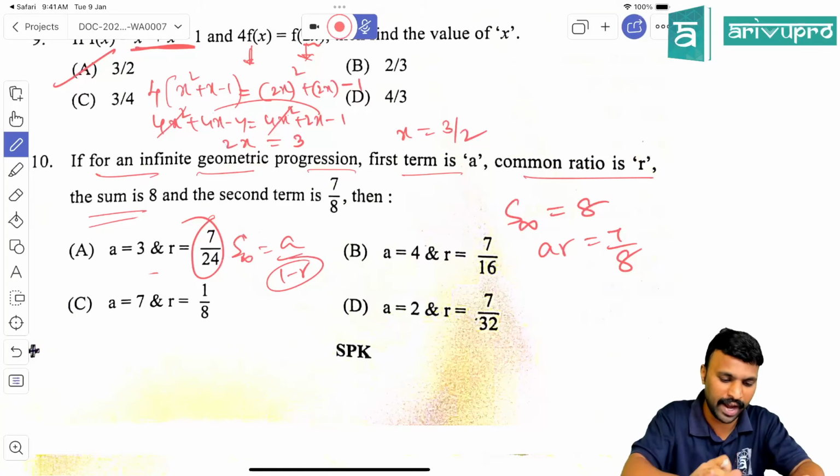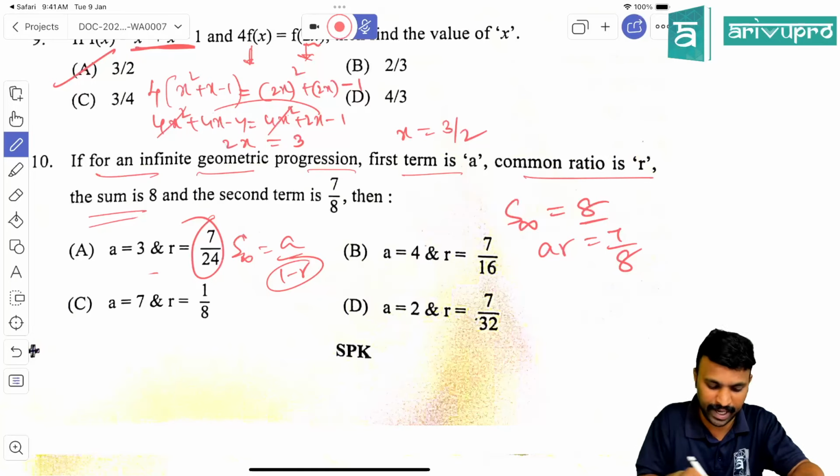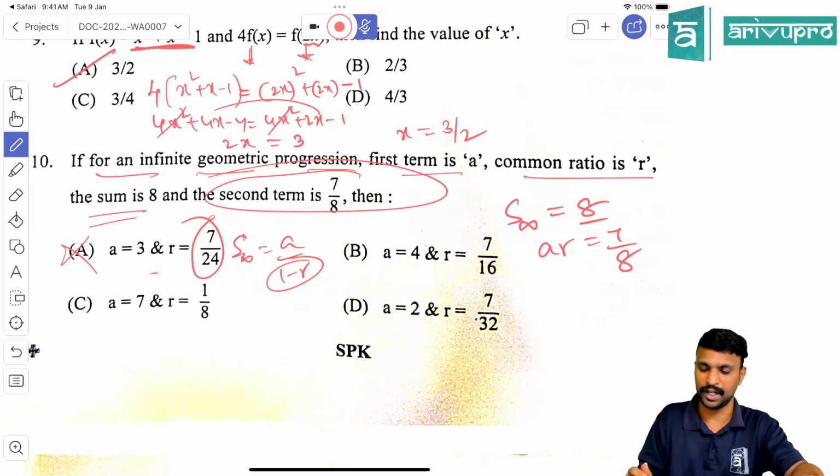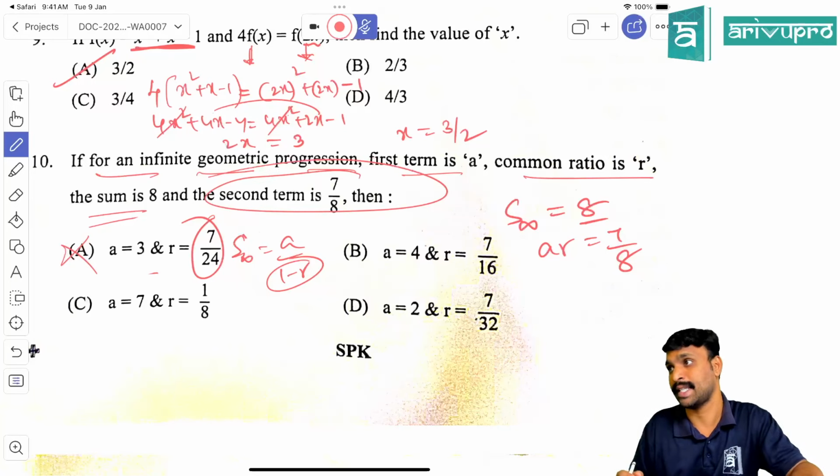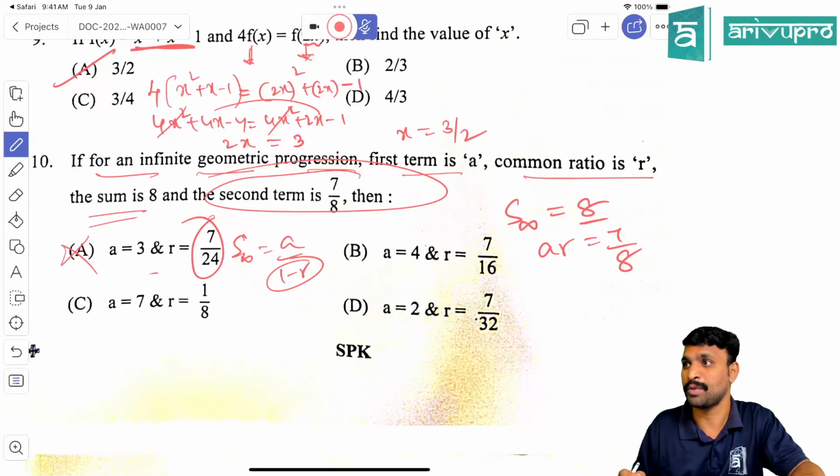Take this up. How do you take it up? Divide, equal, and multiply with A. What is A? 3. So guys, you get 4.235, but the given sum is 8. So option A doesn't satisfy. Even though it satisfies the second term, S infinity doesn't get satisfied. Look at the next option.